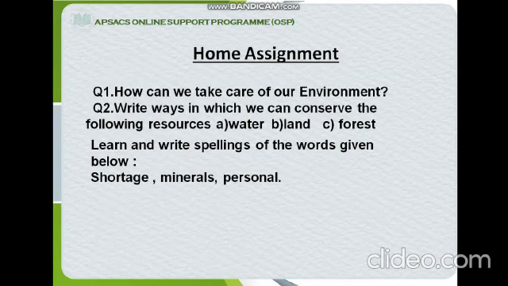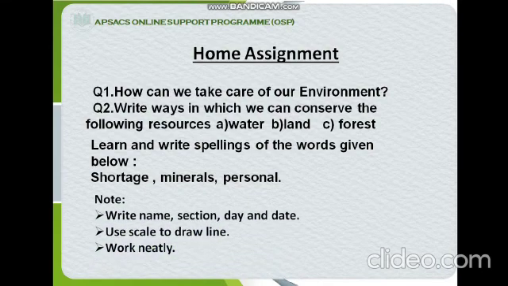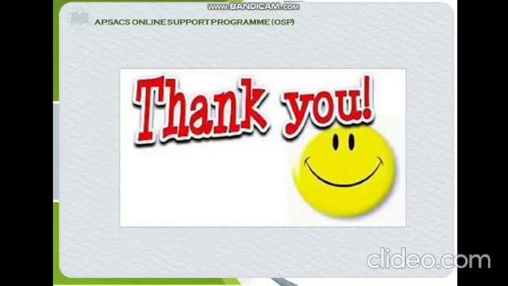Now it's time for home assignment. Question number 1. How can we take care of our environment? Question number 2. Write ways in which we can conserve the following resources. A. Water. B. Land. C. Forest. Learn and write spellings of the words given below. The words are shortage, minerals and personal. Note, write name, section, day and date. Use scale to draw line and work neatly.